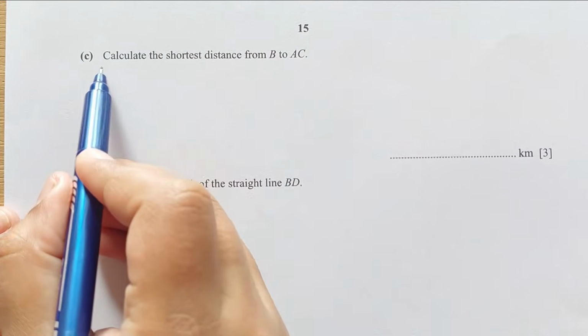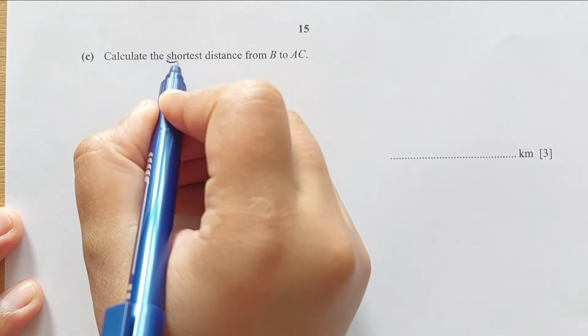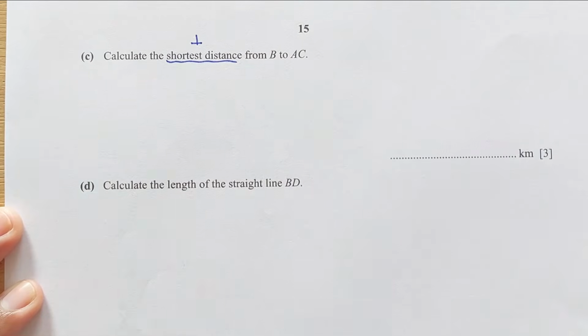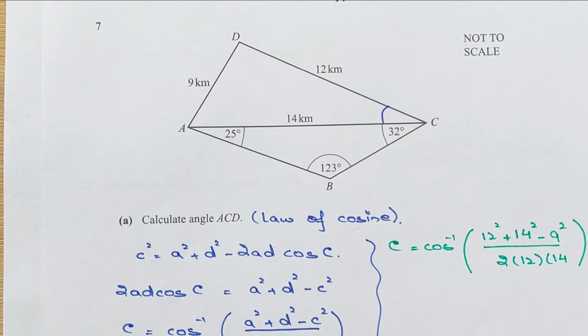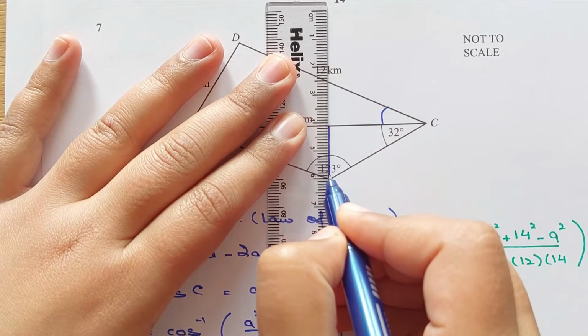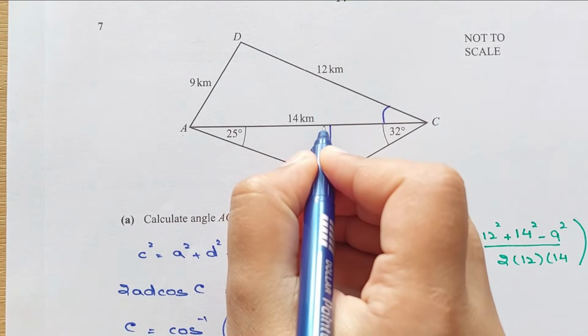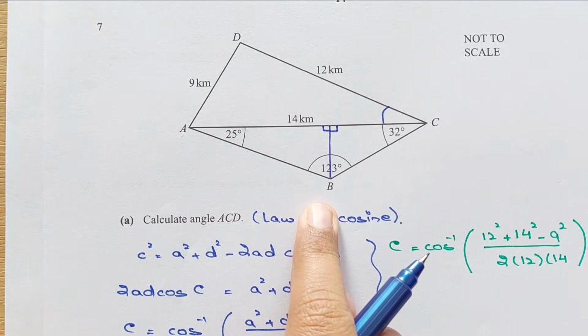Now for part C, calculate the shortest distance from B to AC. The shortest distance is always a perpendicular distance, right? So B to AC. So this is B and this is AC. So we need to draw the perpendicular line. This, right? So as you can see, this is a 90-degree angle. We need to find this distance, right?